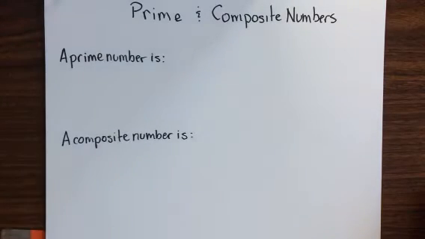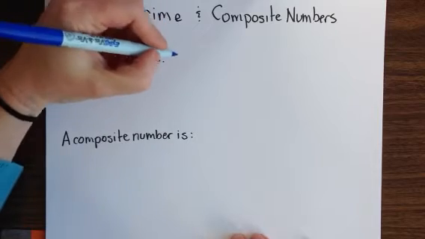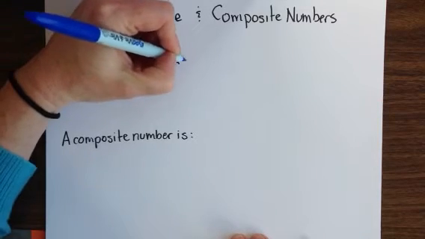So this mini lecture is talking about the difference between prime and composite numbers, which are two number groups that we're going to be working with quite a bit in this unit. And a prime number is defined as any number that has exactly two factors.